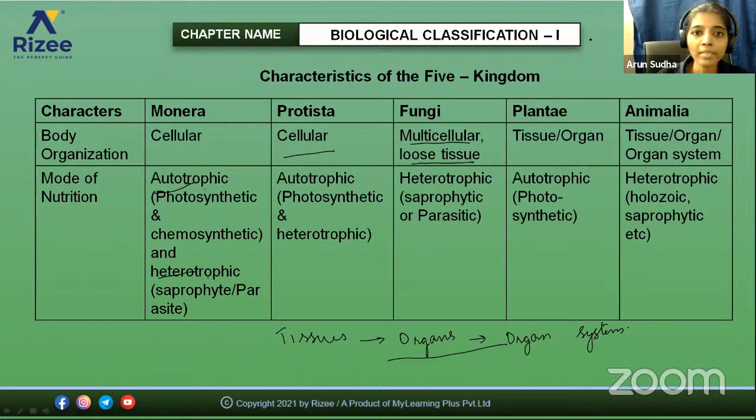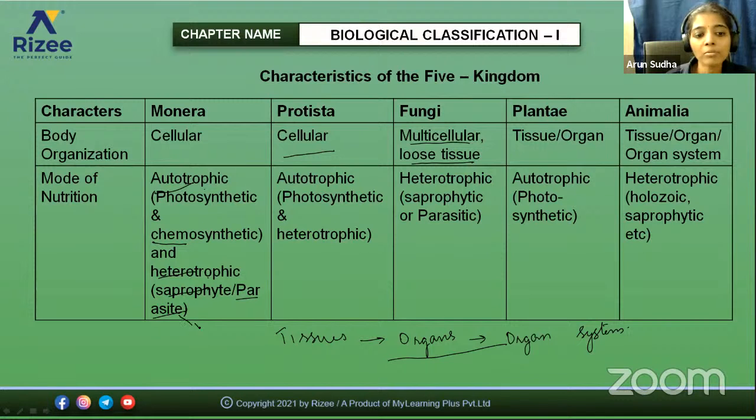If it is from light, it is called photosynthetic autotrophs. And if they get the source from chemicals, it is called chemosynthetic autotrophs. So the mode of nutrition in the case of Monera is either photosynthetic autotrophs or chemosynthetic autotrophs, and the heterotrophic mode of nutrition. I hope you are clear with these terms, right? Saprophytes and parasites. So what are saprophytes and what are parasites?